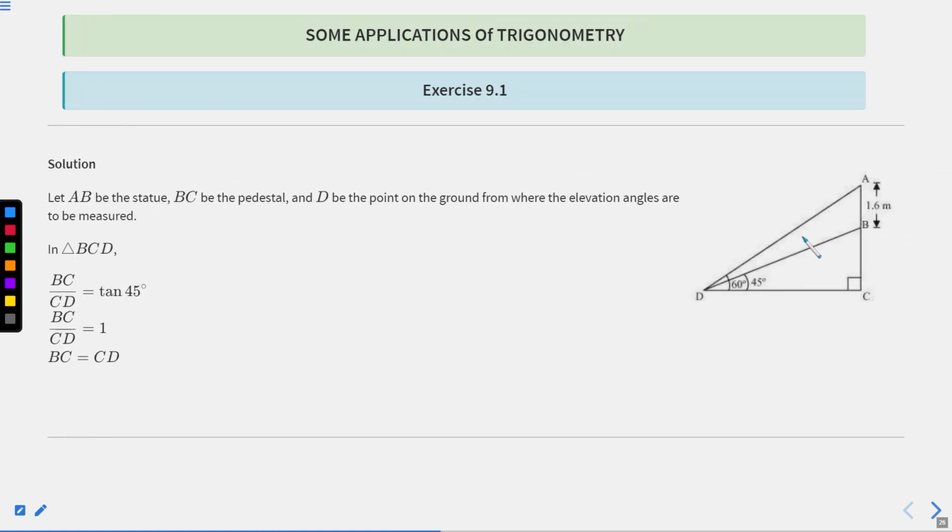So here let AB be the statue, that is 1.6 meter, and BC be the pedestal. So this is our pedestal, and D be the point on the ground from where the elevation angles are to be measured. Now from triangle BCD, BC by CD is equal to tan 45 degree, which is equal to 1. So it implies BC is equal to CD.